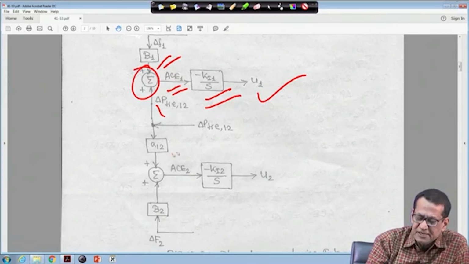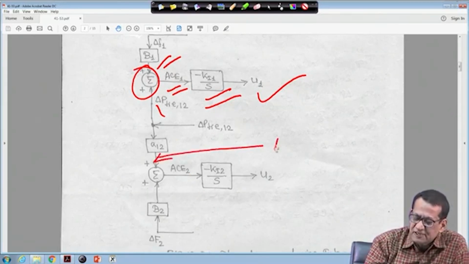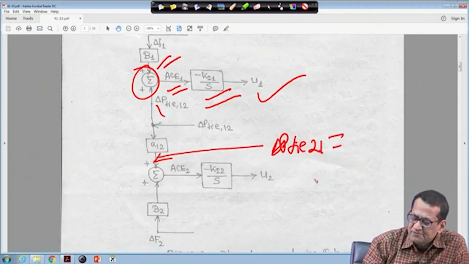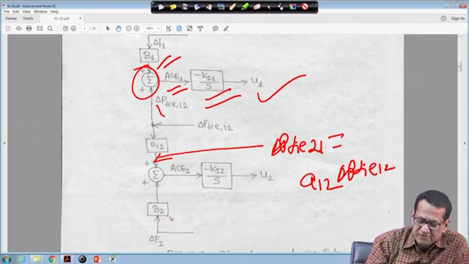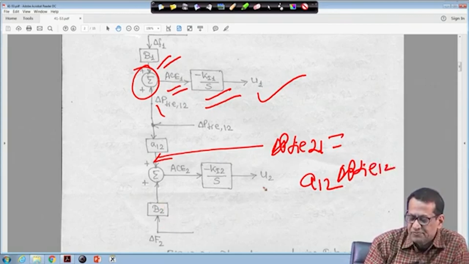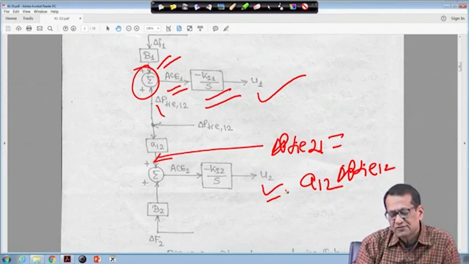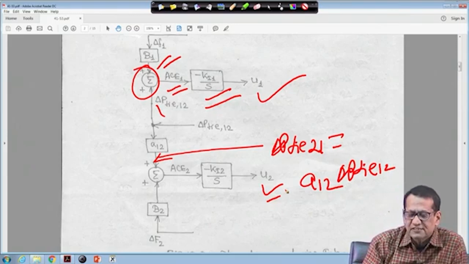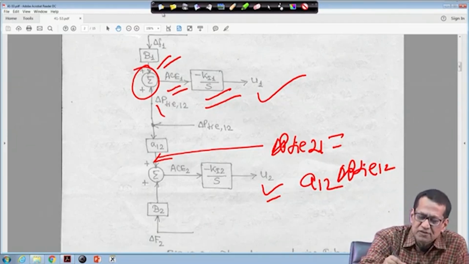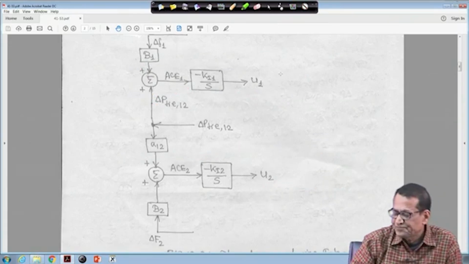So, this is delta P tie 1 2, that means this is actually delta P tie 2 1, which is equal to a12 times delta P tie 1 2, as we have seen in the previous lectures, right. And this is the frequency bias for area 2, this is delta F2 and this is U2. This is the controller structure that I have shown here only for the integral controller, right.